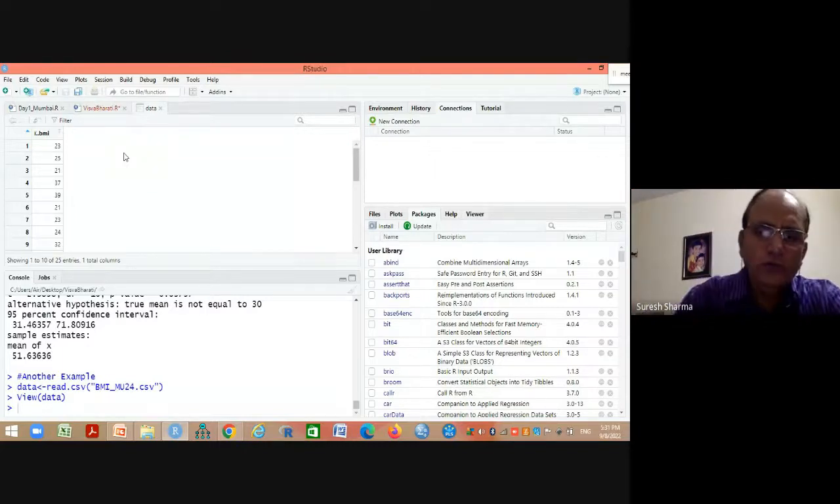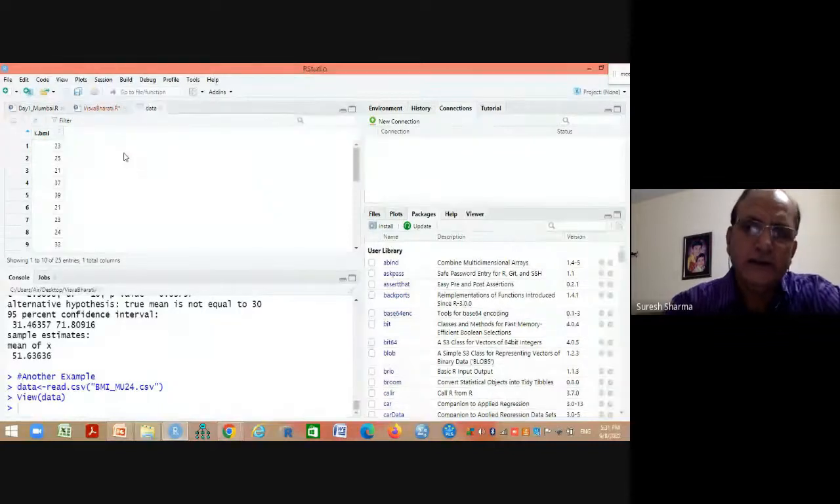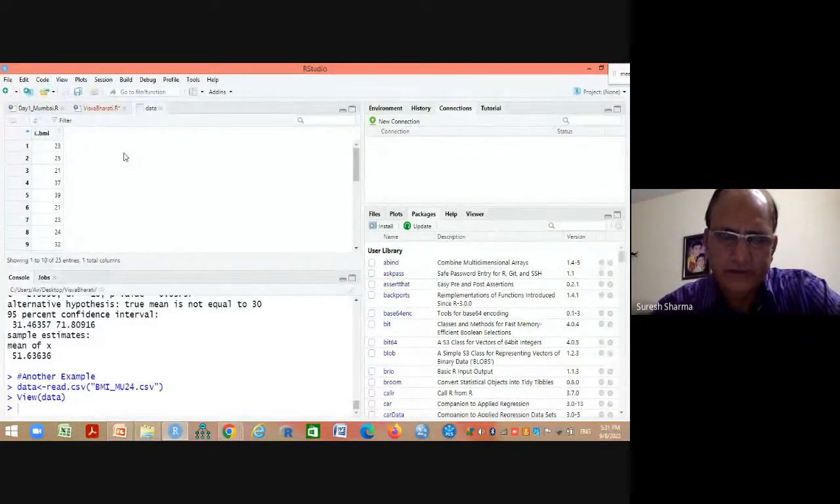And those people whose BMI level is less than 20, they are considered as underweight. Between 20 to 25, it's a normal BMI level. Between 25 to 30 is overweight, and beyond 30 is obesity, obese. Now, he wants to check, what is the problem?